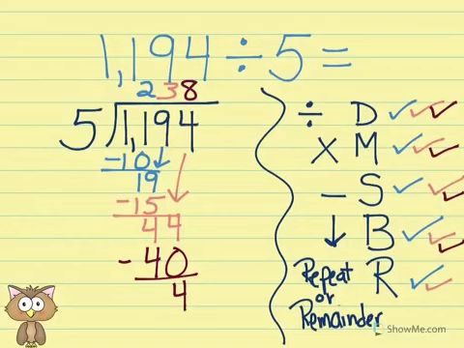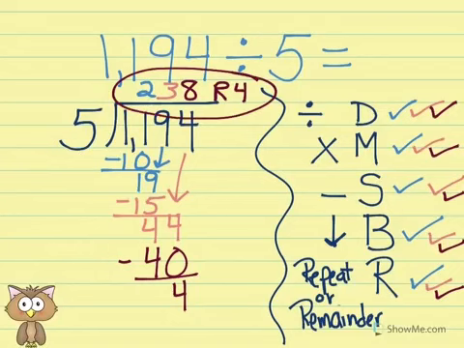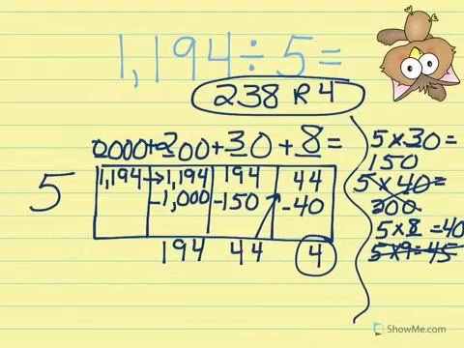Then I bring down. Well, I don't have any more digits to bring down. So now I go to repeat or remainder. Well, 4 is less than 5. So I'm not going to repeat. I'm going to have a remainder of 4. 238 remainder 4. And that's what we got with place value sections.